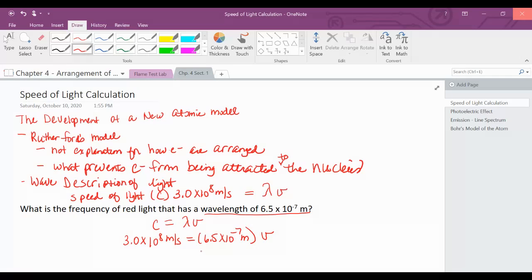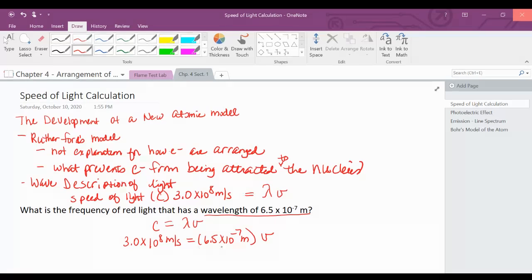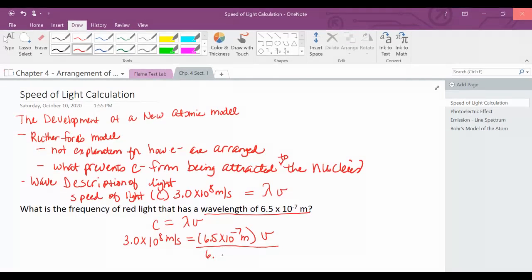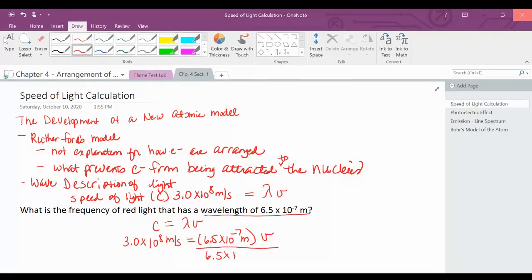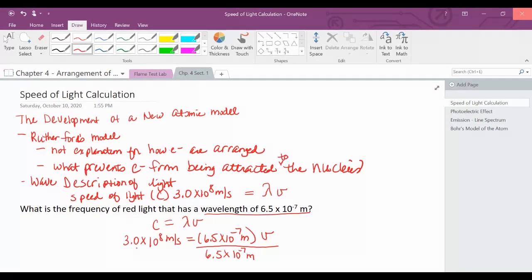According to my algebraic rearrangement, we want frequency by itself. So we're going to divide both sides by 6.5 times 10 to the negative 7th meters. So we'll be left with frequency on this side, and my meters unit is going to cancel. So the unit I'm left with is 1 over seconds, and that is actually the unit that we call hertz.